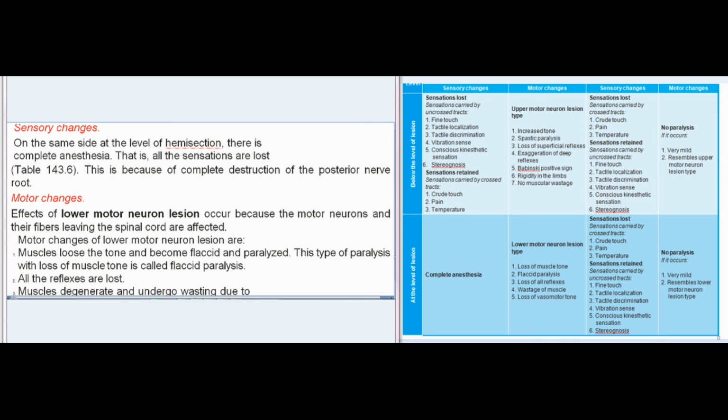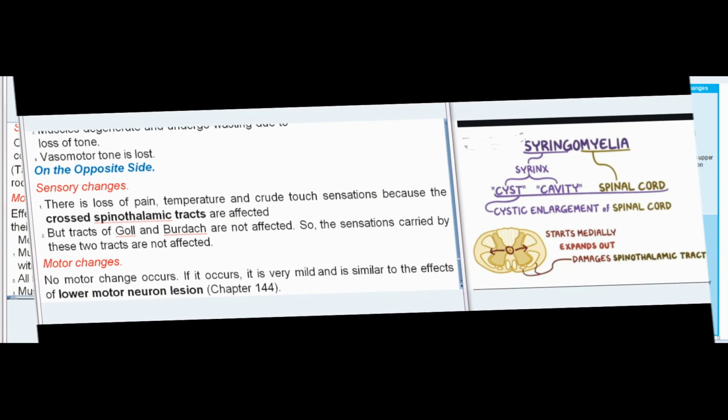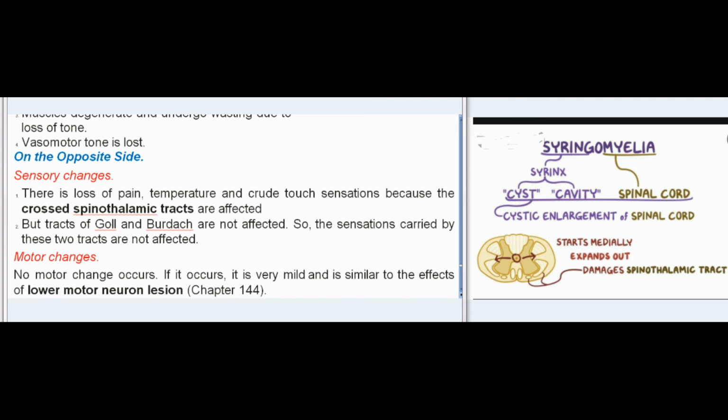Motor changes. Effects of lower motor neuron lesion occur because the motor neurons and their fibers leaving the spinal cord are affected. Muscles lose the tone and become flaccid and paralyzed. This type of paralysis with loss of muscle tone is called flaccid paralysis. All the reflexes are lost. Muscles degenerate and undergo wasting due to loss of tone. Vasomotor tone is lost.